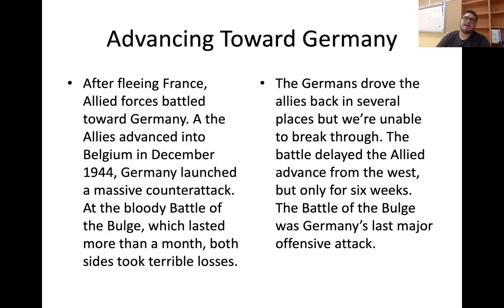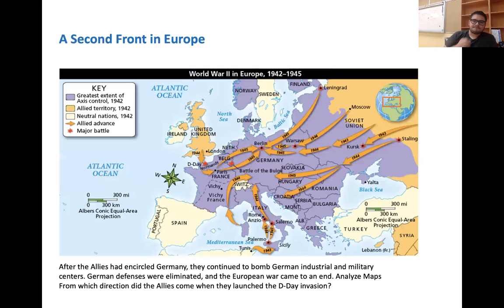Right, class? So as Germany was retreating back into its country, they're going to try to have a counterattack. And it's going to work for the Germans. It's going to give them some time to regroup and figure out what they're doing. But at the end of the day, with tons of people dying on both sides, it's not going to be enough to really break American and British forces. And it's only going to postpone the inevitable, for 6 weeks. The Battle of the Bulge is going to be Germany's last major offensive attack.